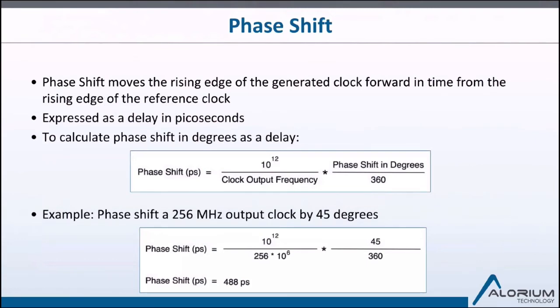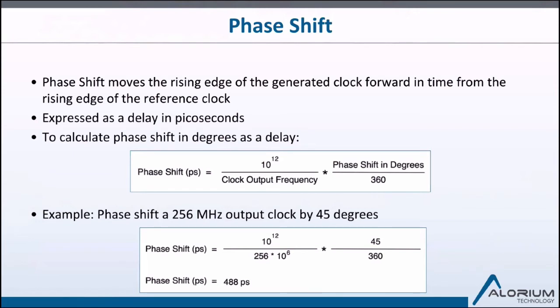And finally, the phase shift value is specified as a delay in picoseconds. This is the delay that will be applied to the custom clock relative to the reference clock. If your phase shift parameter is specified in degrees rather than picoseconds, we need to convert that degrees into picoseconds. The equation shown in the middle of the page here shows what that equation is. Clock output frequency in this case is our target output clock frequency for our custom clock, and then phase shift in degrees is the desired phase shift.